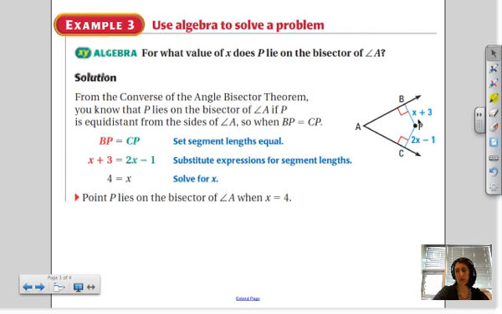We're going to use an algebraic problem here. It says, for what value of x does P lie on the bisector of angle A? Because of the converse, we know that P lies on the bisector of A if P is equidistant from the sides, so when BP equals CP. So we just have to set these two algebraic expressions equal to each other and solve for x.